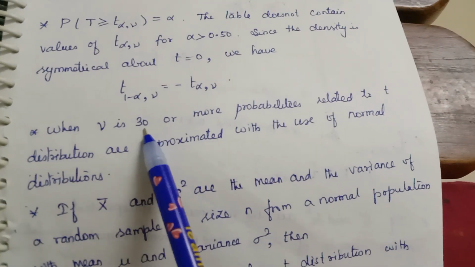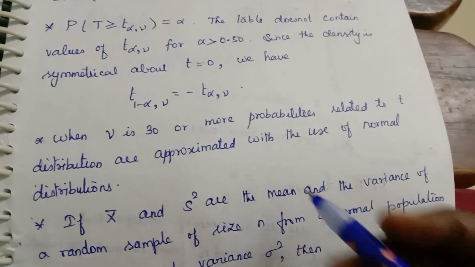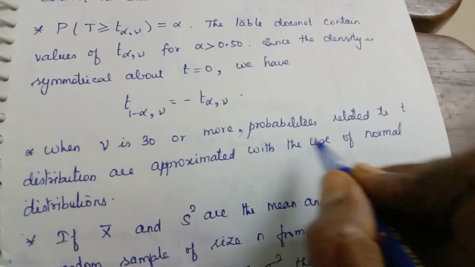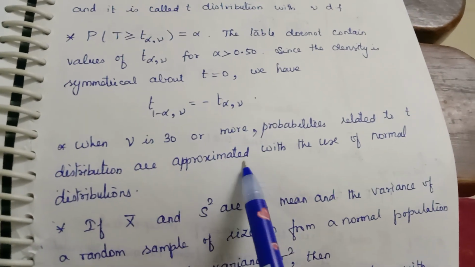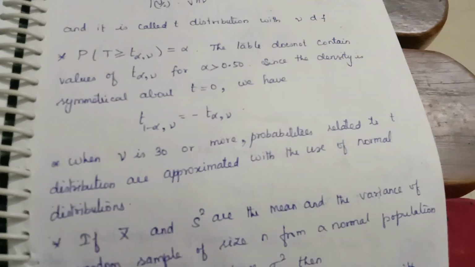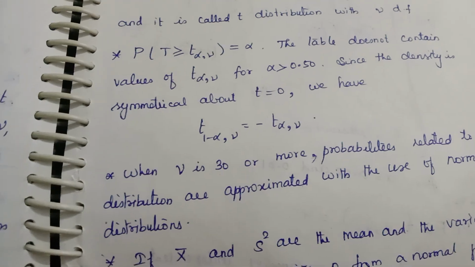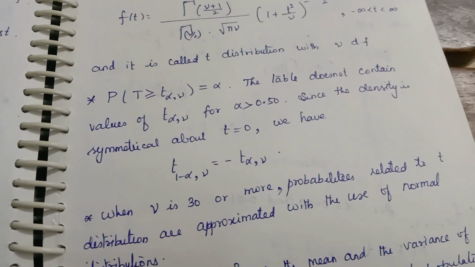When nu is 30 or more, probabilities related to the t distribution are approximated with the use of the normal distribution. See, the t distribution is used for doing problems. We very well know this is used only for small samples, isn't it?